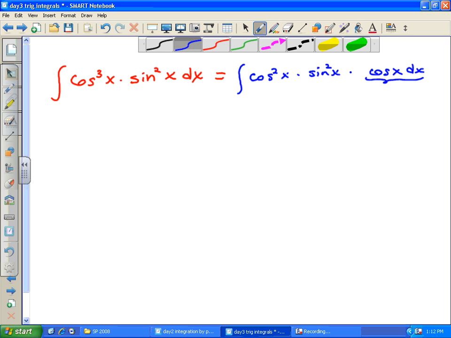If that is my du, what should u be? Sine. That means everything else must be written in terms of the sine function. Okay? Now, how can I write cosine squared in terms of the sine? 1 minus sine squared. And then we already have another sine squared.